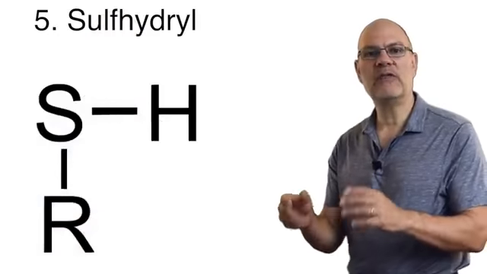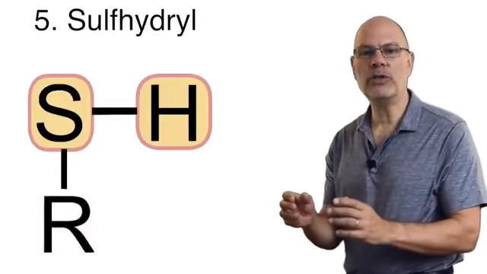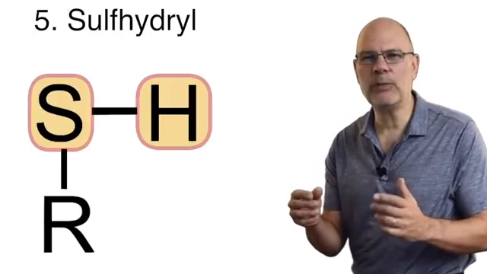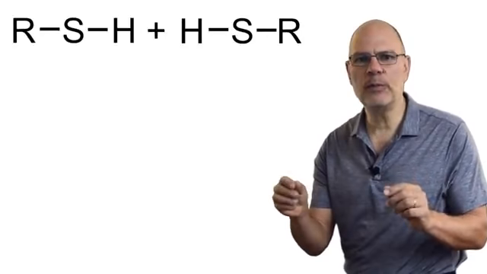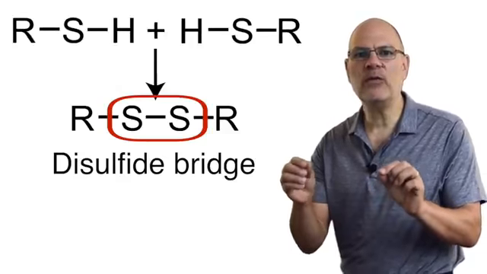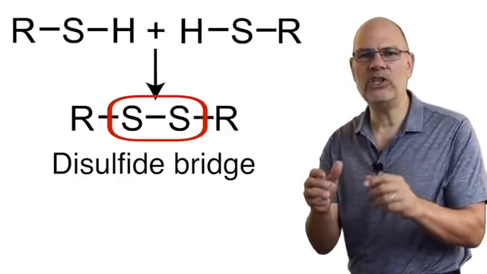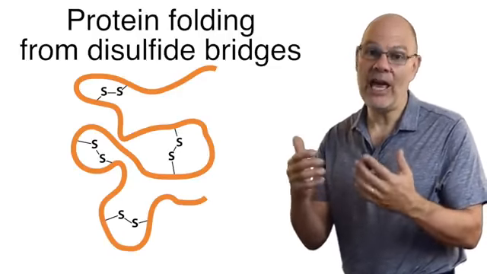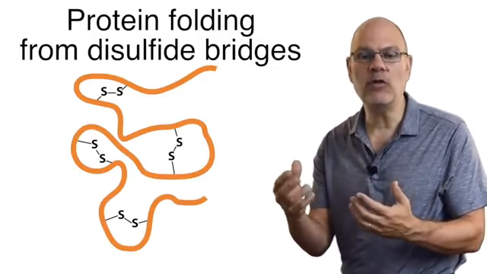Sulfhydryl groups consist of a sulfur bonded to a hydrogen. Sulfhydryl groups are important in determining the shape of proteins because when 2 sulfhydryl groups become close to one another, they can form a disulfide bridge. That creates turns and bends in a protein chain, and that determines the protein's overall shape.